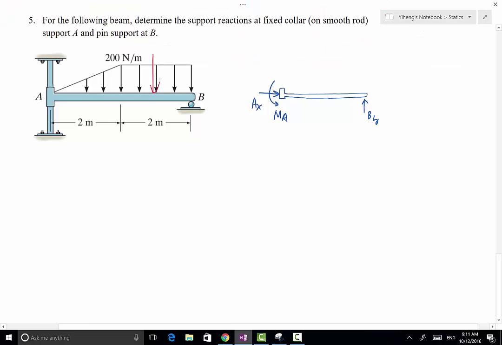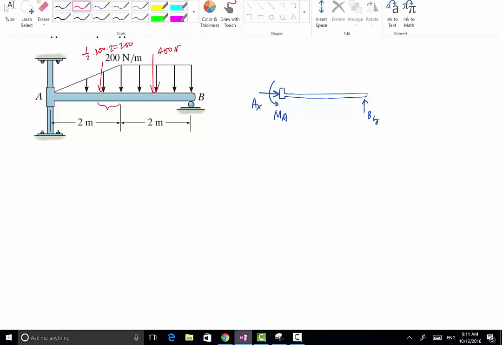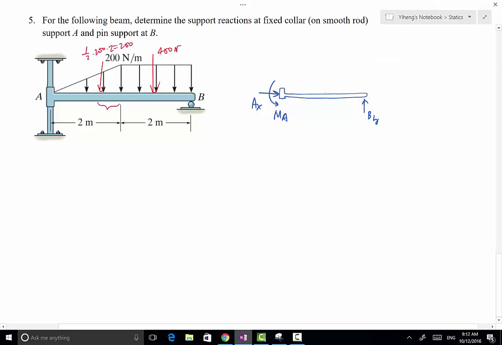So here we have in the center 200 times 2, that's 400 Newton. And here we have, right here, 1/3 location from the base, so that is 1/2 times 200 times 2, and that is 200 Newton. So moving back over here, let's put 400 Newton here and 200 Newton here. So now we have completed the free body diagram.